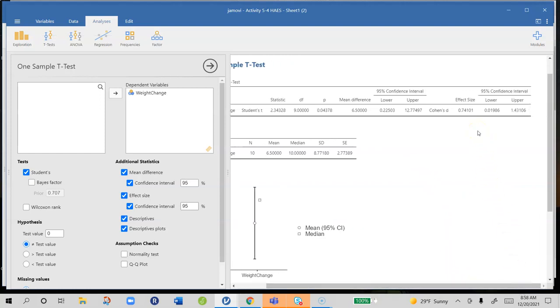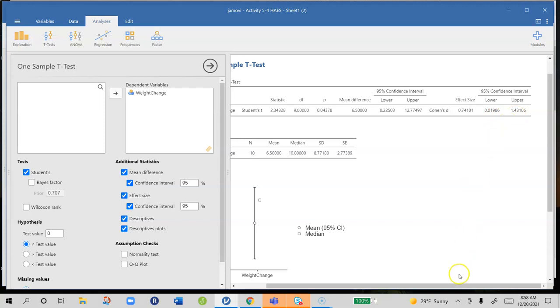If we look at the effect size d, which is our standardized effect size, we get an effect size of 0.74, which is a pretty large effect. But the 95% confidence interval shows us that it could plausibly be anywhere between 0.02 and 1.43. So basically between a negligible effect and a very large effect.